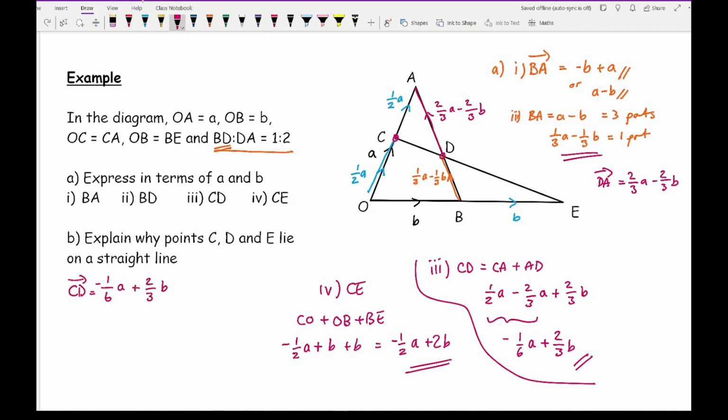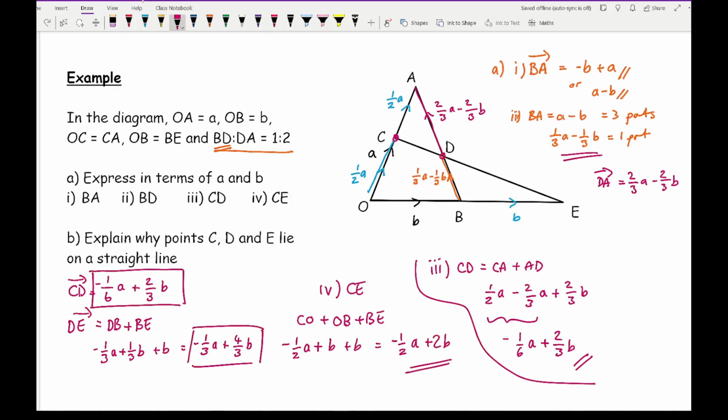And I then want to work out D to E, which I haven't worked out, so let's work that out. So D to E is going to be equal to D to B and then B to E. So D to B is going against the arrow, so that's minus a 1/3 A plus a 1/3 B, and then I'm adding B, which gives me, if I simplify all of that, minus a 1/3 A plus 4/3 B.